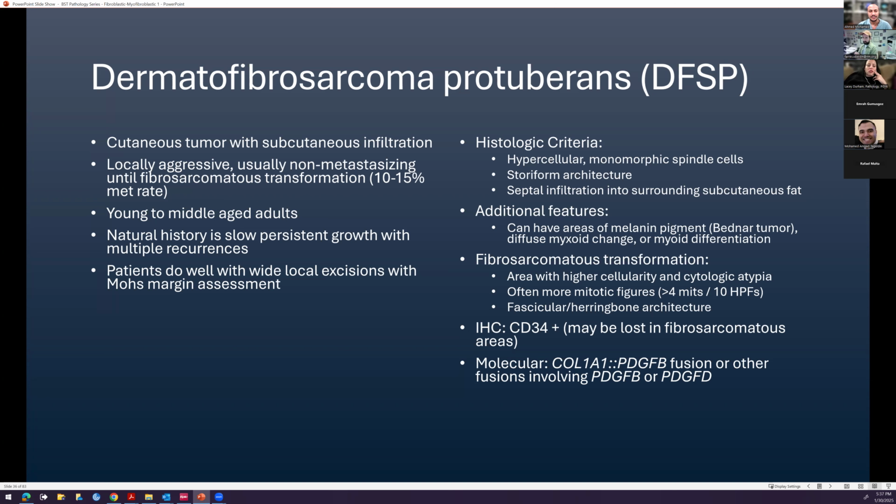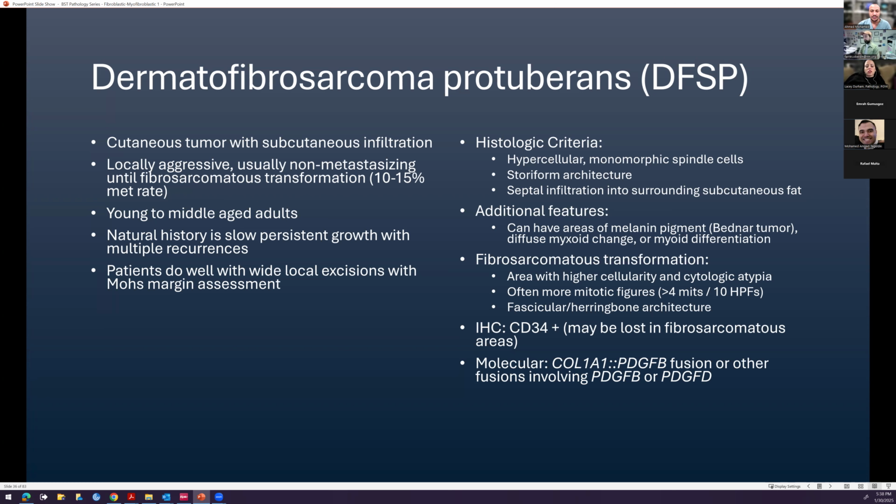Actually, you can grade it. Grading is a little controversial for fibrosarcomatous DFSP, because the grade doesn't quite correlate to the metastatic risk. They're all somewhere at relatively mild metastatic risk. Okay, and they're generally in younger to middle-aged adults. Natural history is generally slow, persistent growth because it's locally recurrent. It may have multiple recurrences, and then eventually it turns into fibrosarcomatous DFSP. A small subset will have fibrosarcomatous DFSP at outset too.